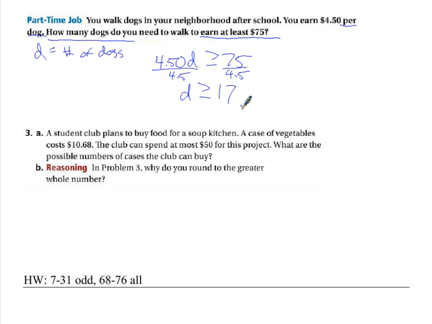So to answer this problem now, since it's a story problem, we're going to write need to walk at least, since they said at least here, need to walk at least 17 dogs. And that answers the problem. There's no need to graph here. You answer the problem with a sentence. Good enough.